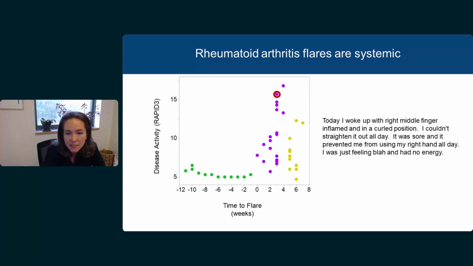And 2 weeks later, she writes, today I woke up with the right middle finger inflamed and in a curled position. I couldn't straighten it out all day. It was sore and it prevented me from using my right hand all day. I was just feeling blah and I had no energy.